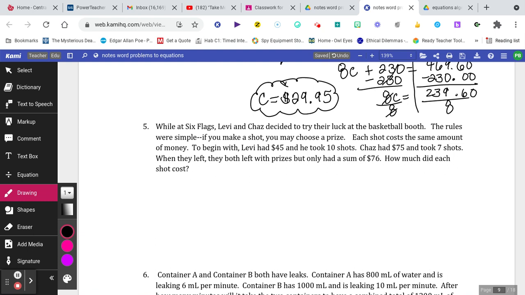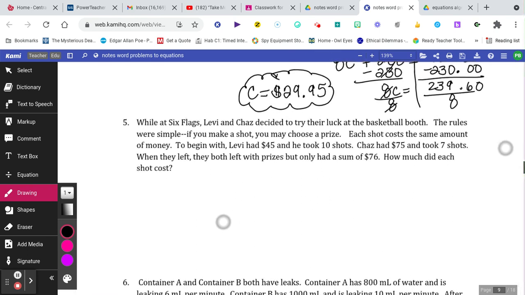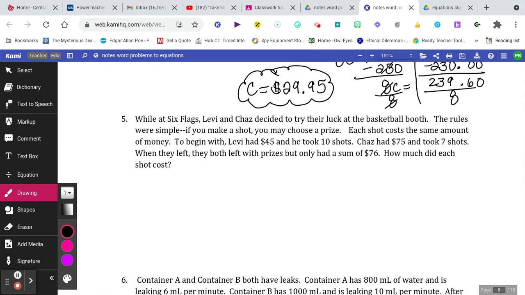Okay, so 5, it says, while at Six Flags, Levi and Chaz decided to try their luck at the basketball booth. The rules were simple. If you make a shot, you may choose a prize. Each shot costs the same amount of money. To begin with, Levi had $45, and he took 10 shots. Chaz had $75, and he took 7 shots. When they left, they both left with prizes, but only had a sum of $76. How much did each shot cost?